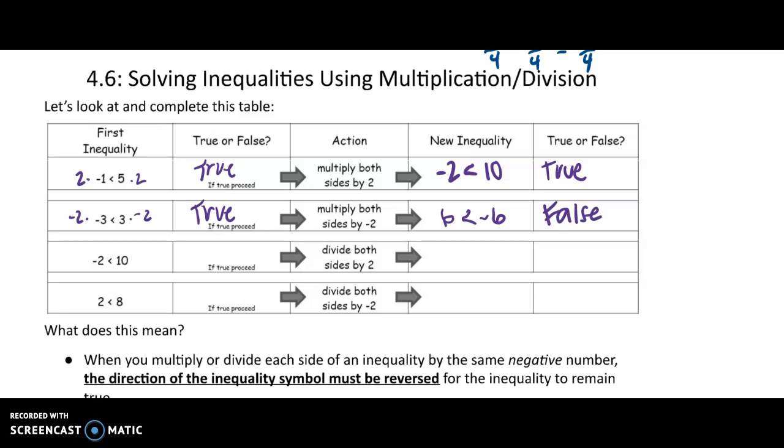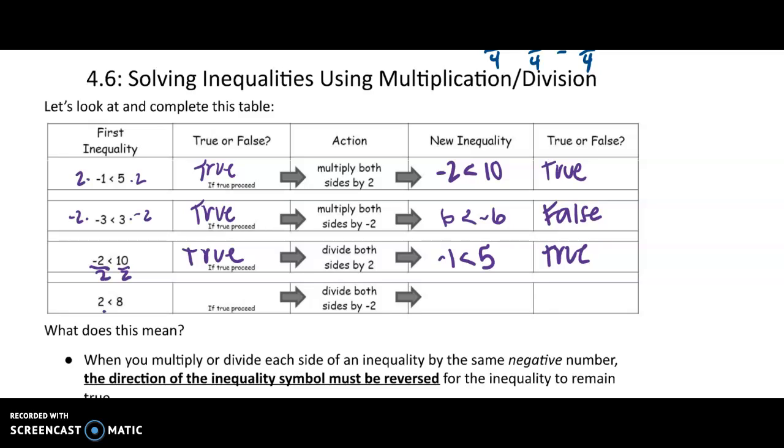All right, so let's look at dividing, and then we'll come back and talk about what we see. So -2 is less than 10. That's true. We're going to divide both sides by 2. -2 divided by 2 is -1, is less than 10 divided by 2, which is 5. This is true. -1 is less than 5.